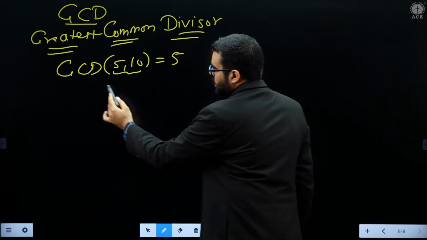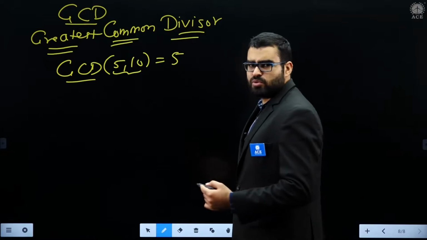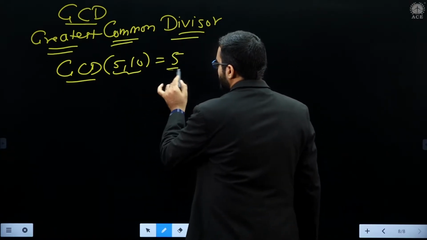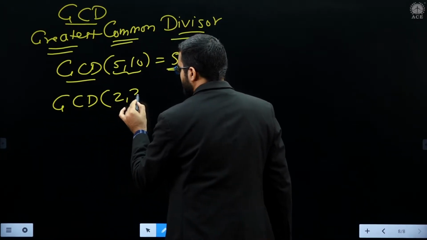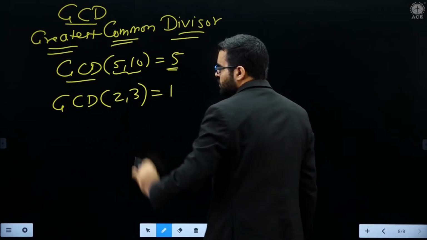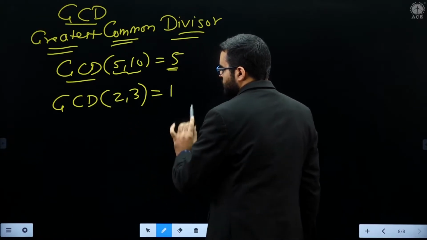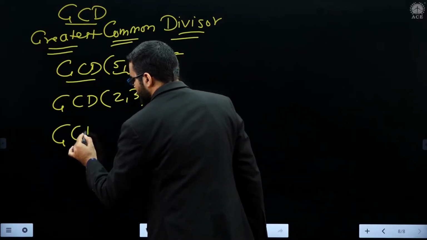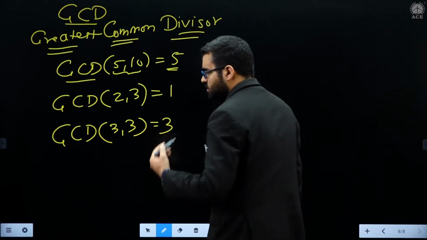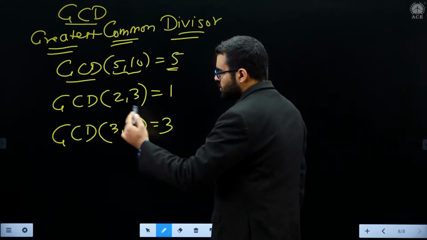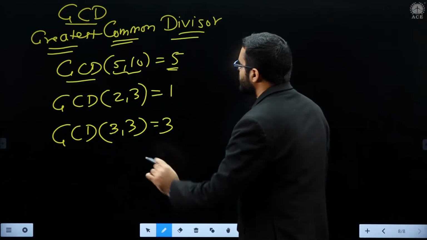If I want to calculate GCD of 5 comma 10, then what is the greatest common value that will divide both 5 and 10? That is 5. Similarly, GCD of 2 comma 3 is 1, because the greatest value that will divide both 2 and 3 is 1. Similarly, GCD of 3 comma 3 will be 3, because the greatest integer that will divide both is 3. So this is your greatest common divisor.